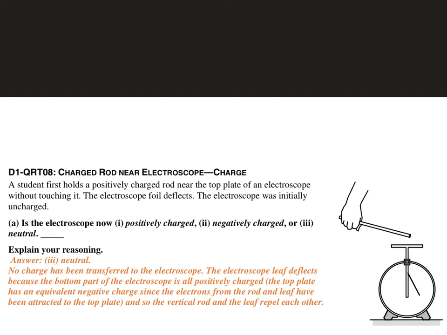So the short answer here is, don't confuse the distribution of charge on the plate relative to the distribution of charge on the leaf as meaning that the total charge has changed. The charge has changed in those subsections of the electroscope. That's not the same as the total charge changing. So charge distributions don't change total charge, net charge. It's that simple.